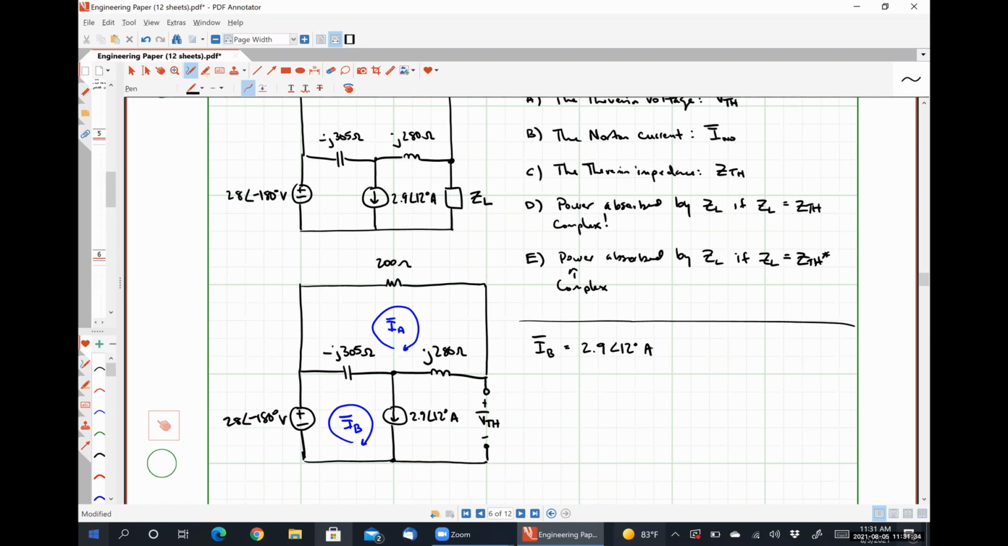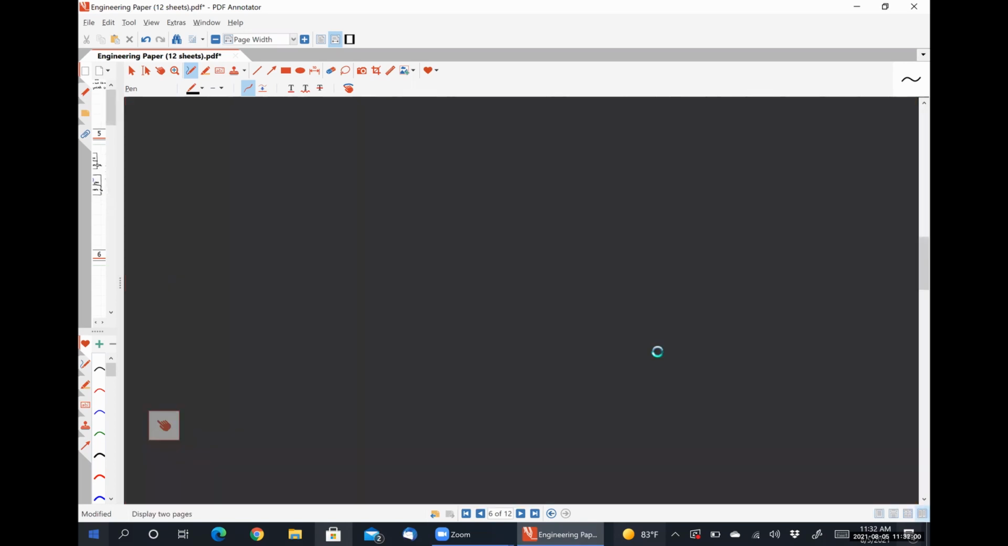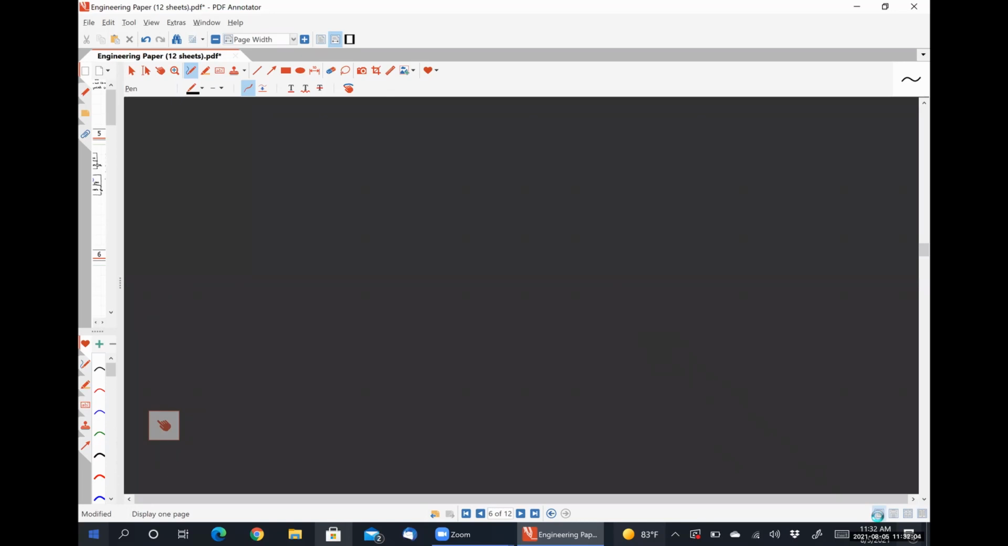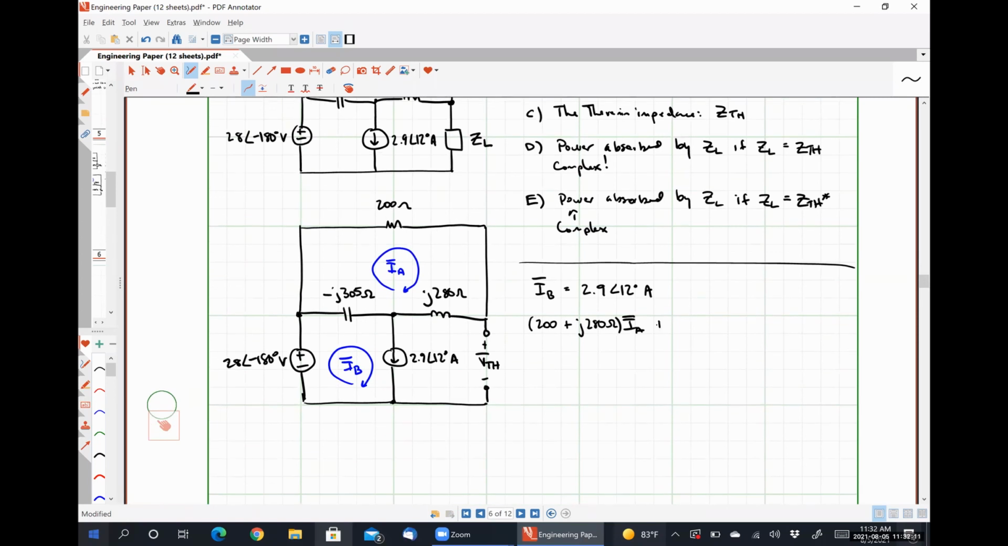Now I'm just going to write a Kirchhoff's voltage law equation around mesh A. If I start here at the bottom left-hand corner, I'm going to have 200 plus j280 ohms times IA, plus minus j305 ohms times IA minus IB, is equal to 0.